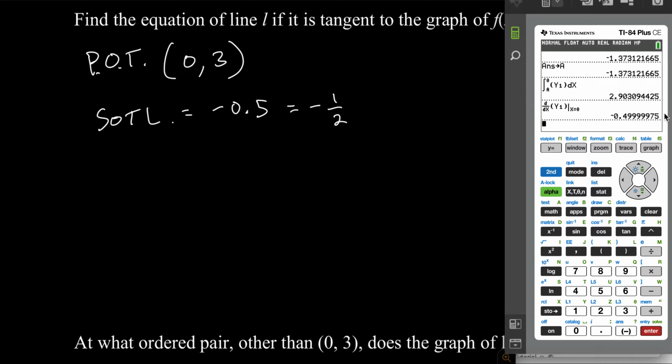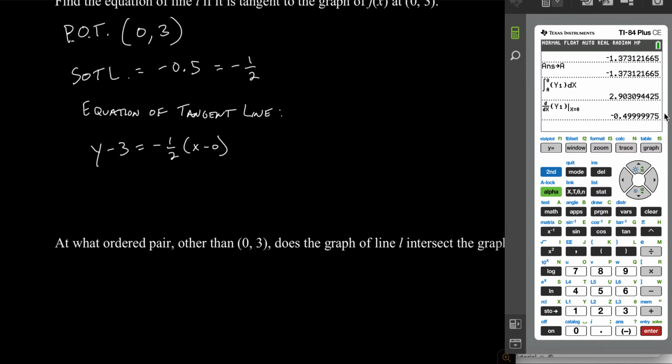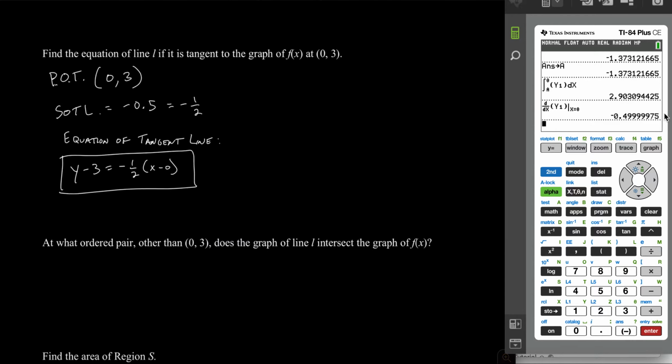So let's write our equation. y minus 3 equals -1/2 times (x minus 0). So there's the equation of the tangent line. Is that all they asked for?